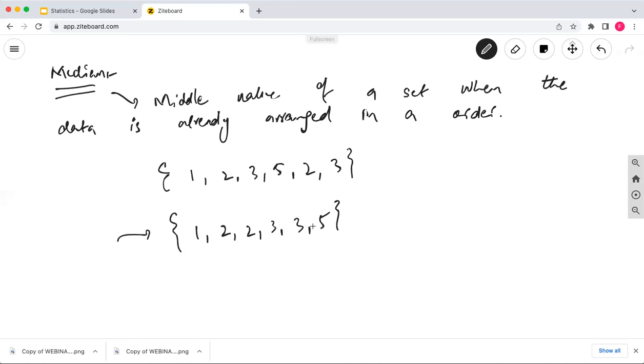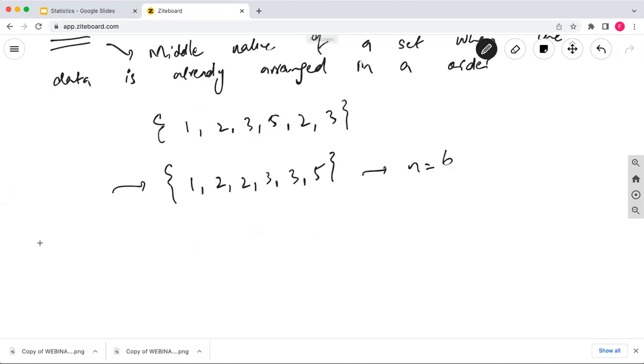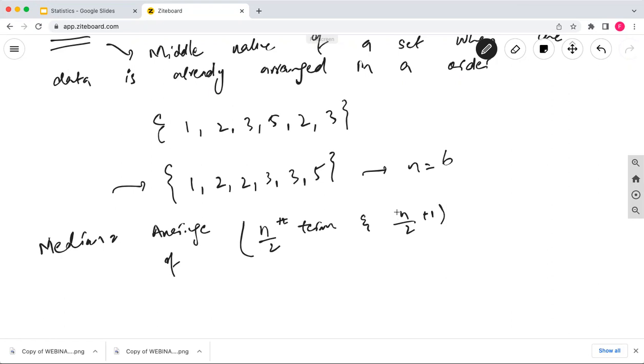So there could be two possible scenarios: the total values in a set are even, or the total values are odd. In this scenario, if the total number of values in a set is even, just like this case, and for example the total number of values in the set is n, which is 6, the median will be the average of the n by 2th term and the n by 2 plus 1th term.